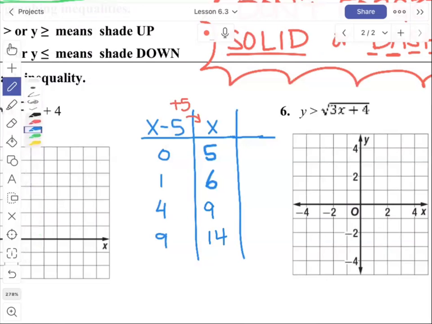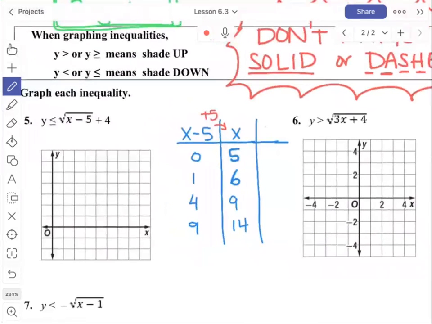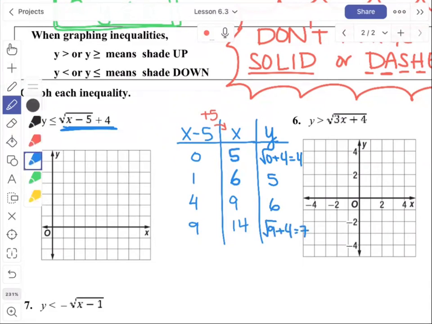Okay, so now get the y coordinates. We're going to plug in. This is my y. So it's going to be rad 0 plus 4, so that's just 4. Plug in 1 and rad 1 plus 4 is just 5. Plug in 4 and I get 2 plus 4, which is 6. And I'll show this one, rad 9 plus 4, that gets me 7. So 4, 5, 6, 7. Oh, that turned out nice. So 4, 5, 6, 7.